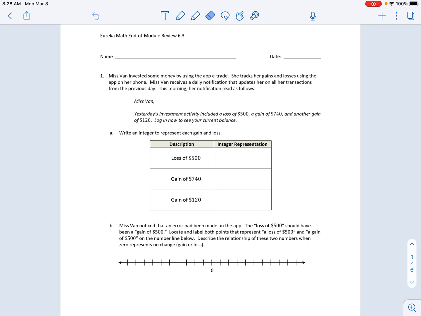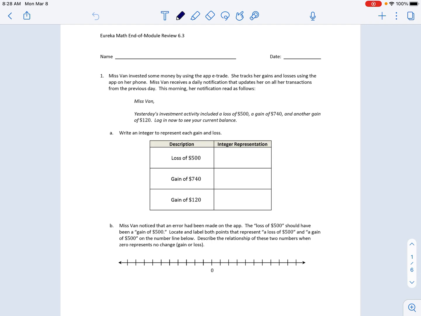We're going to go ahead and go over the end of the module review. Today, we will go over this. Tomorrow, we will study. And then Wednesday is when I will assign the end of the module assessment.